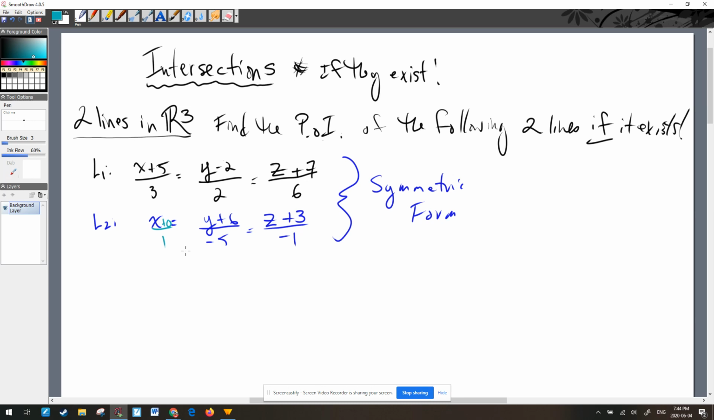So those of you who actually want to engage, pause it and get these lines into parametric form. That's what I'm going to be working on. Okay, so here we go. We're going to keep going.